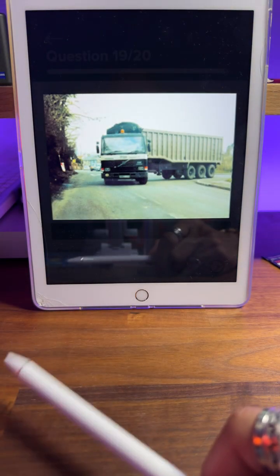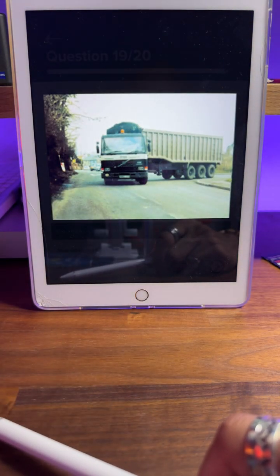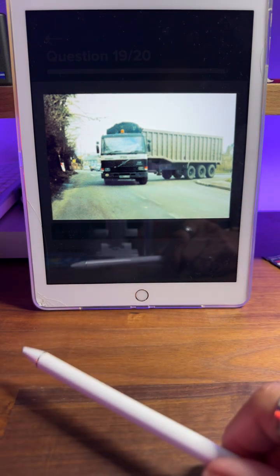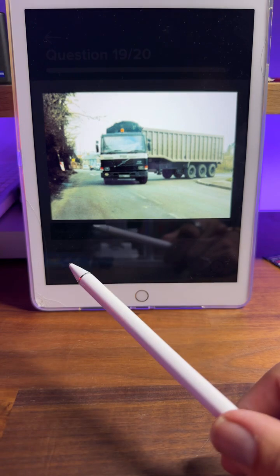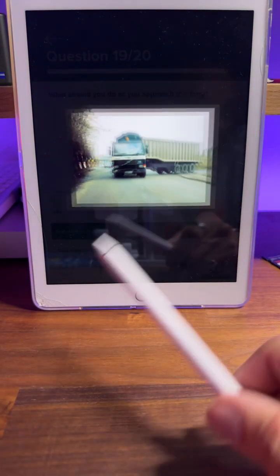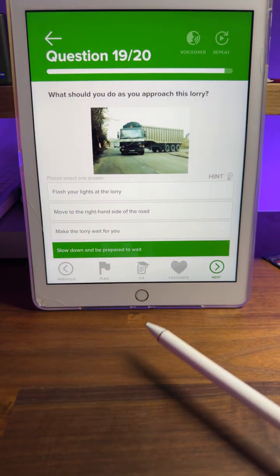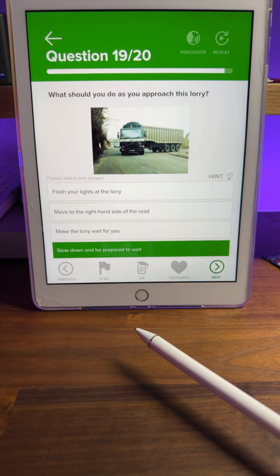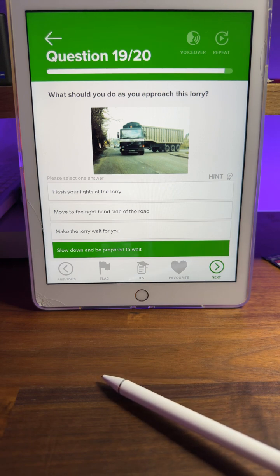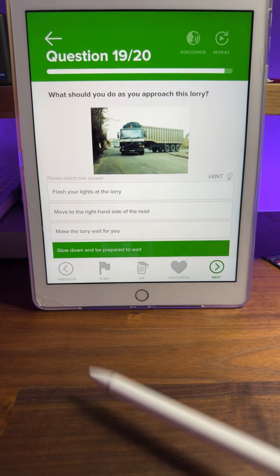I don't think the lorry's going to wait for you, really, because he's committed to his turn now. He's in that road. He's in your way. If you don't stop, he's going to hit you, or you're going to hit him. You're going to have an accident. That's not common sense. Slow down and be prepared to wait is the safest option. I can see pretty much all of you saying D anyway. Yeah, D is the correct answer. Musa is saying D over on YouTube as well.